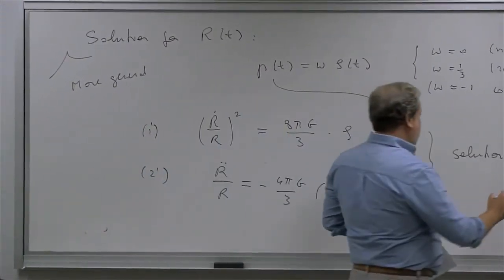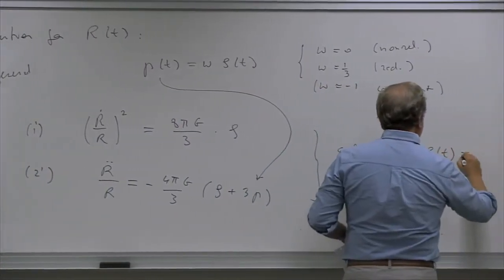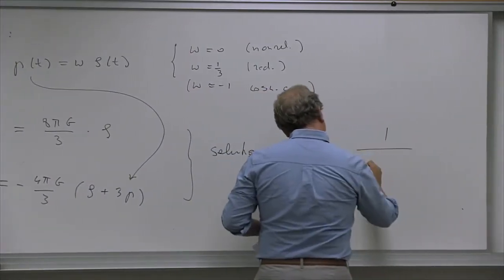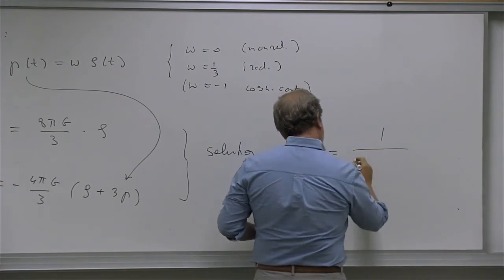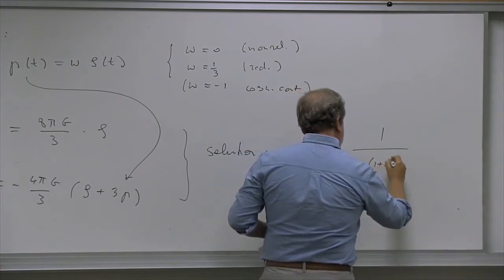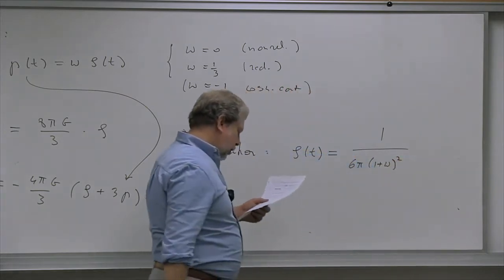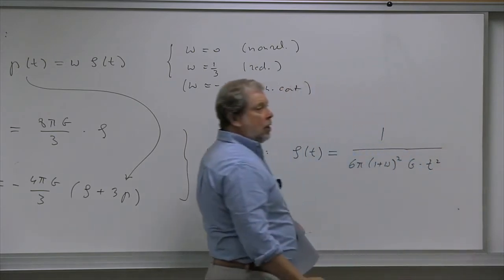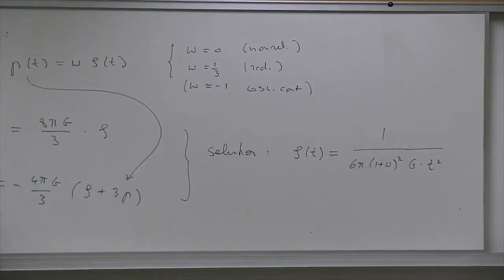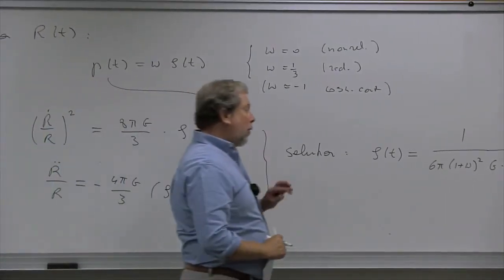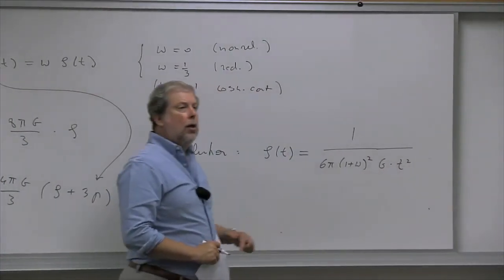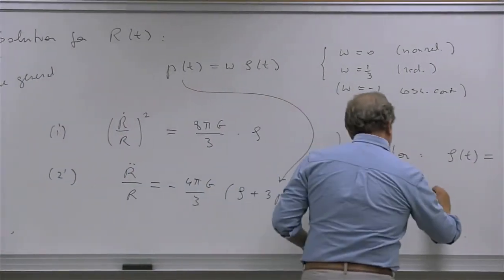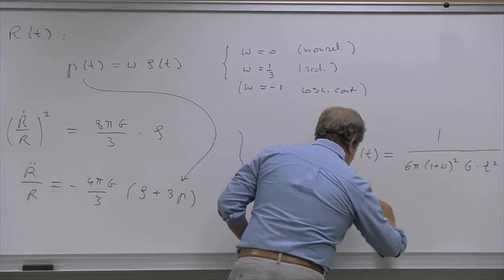And the solution is that rho of t is equal to 1 over 6 pi times 1 plus W squared times G times T squared. So in all these three cases, no matter what W is, the density always goes down like 1 over T squared, where T is this Friedmann-Robertson-Walker time. And R of T also is completely determined.